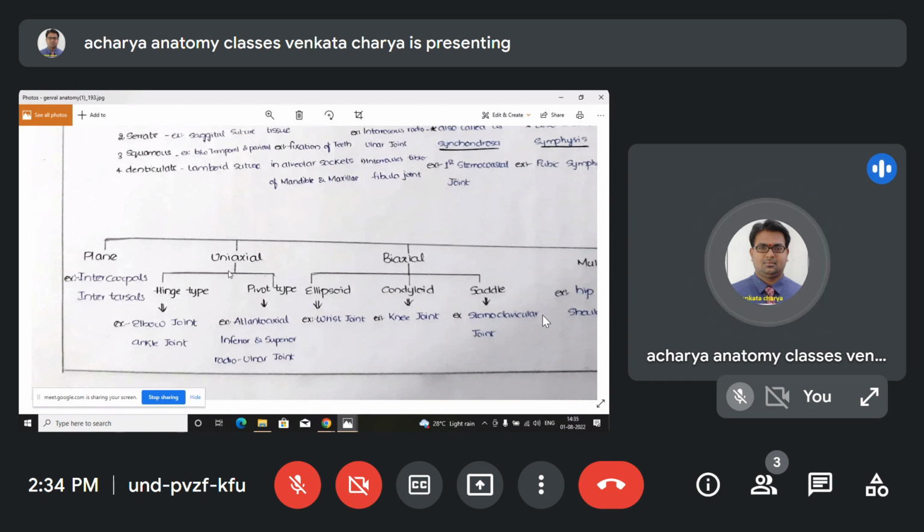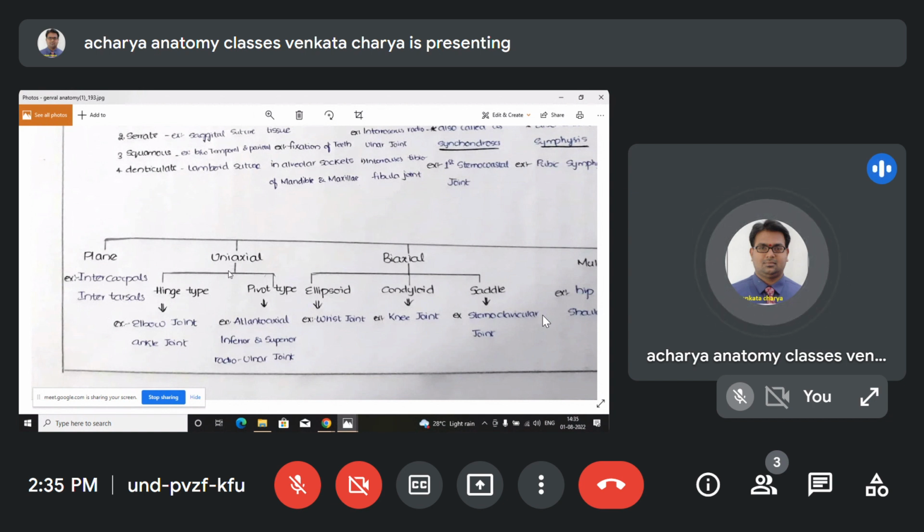Next, saddle type. So the wrist joint also, see here, flexion, extension, adduction, abduction. Are you getting? So only one joint, but there are two axes. Two axes produce four movements. That we call biaxial.